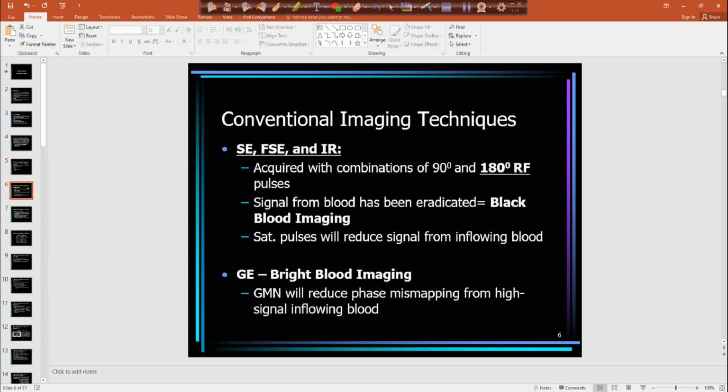So this is just describing what I just went over, that spin echo, fast spin echo, and inversion recovery all have that 180-degree refocusing pulse, which restricts timing-wise of imaging fast blood. But our gradient echo is going to get bright blood because our gradients will refocus those flowing spins anywhere under that coil, or basically the length of the magnet.